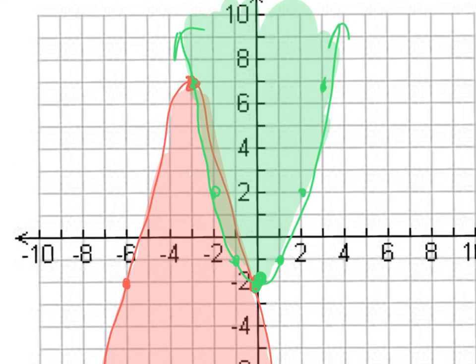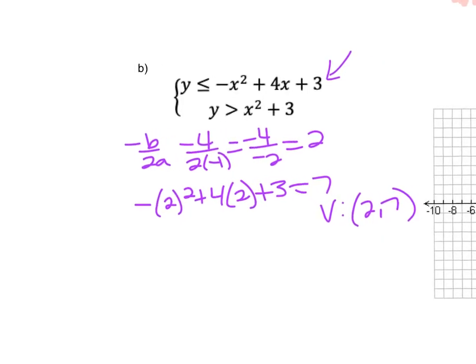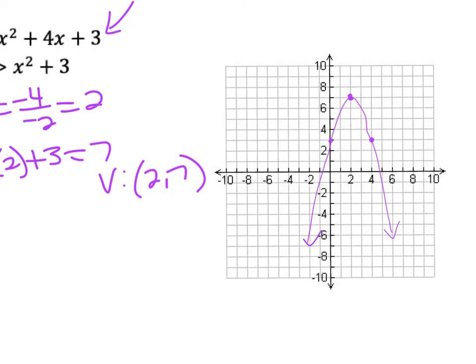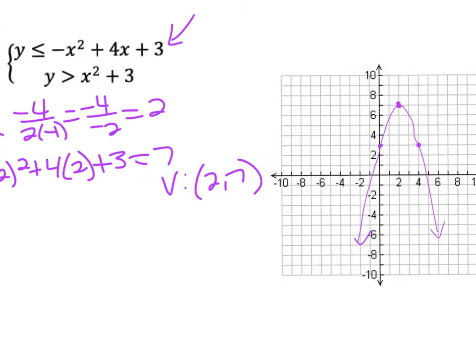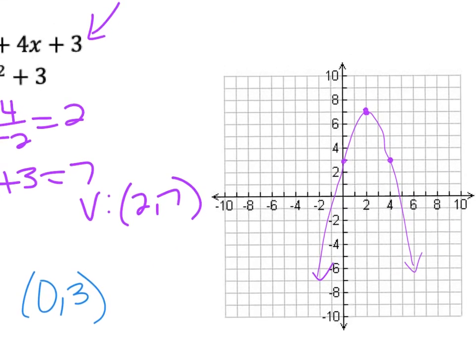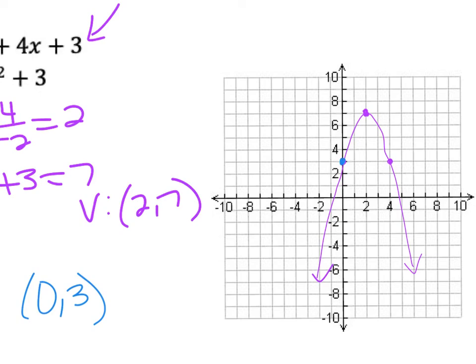Going down to here, the first one should be solid. The second one should be dashed. So good thing I've already drawn my solid line. I don't have to erase it. Now let's do the dashed line. So we have our vertex for that second one. Remember, it's already in vertex form. It's going to be at 0, 3. So 0, 3 would be right there.